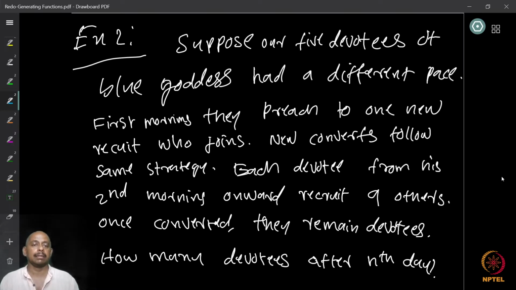So a slight modification from the previous question. We started with our 5 devotees of the blue goddess who wears blue t-shirts, and they convert people in the following way. The first day they will preach to only one person. From the second day onwards they will convert 9 more persons. Similar to the previous question, we can form a recurrence relation and then try to solve it using generating functions. Let us see how we can form the recurrence relation. I recommend that you really try to do it on your own. Once you give it a try, come back here and continue.